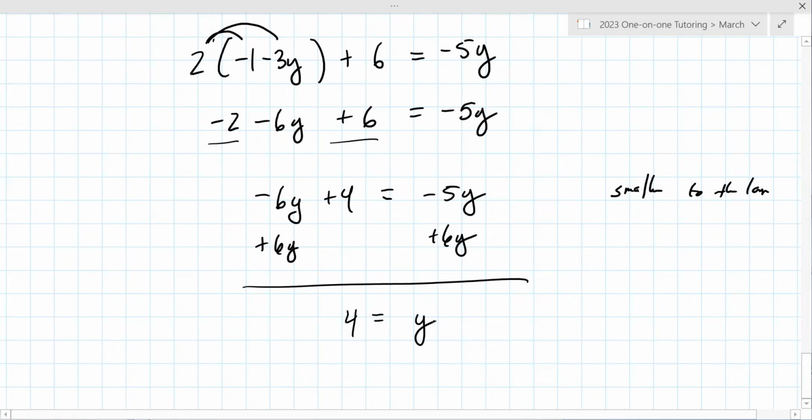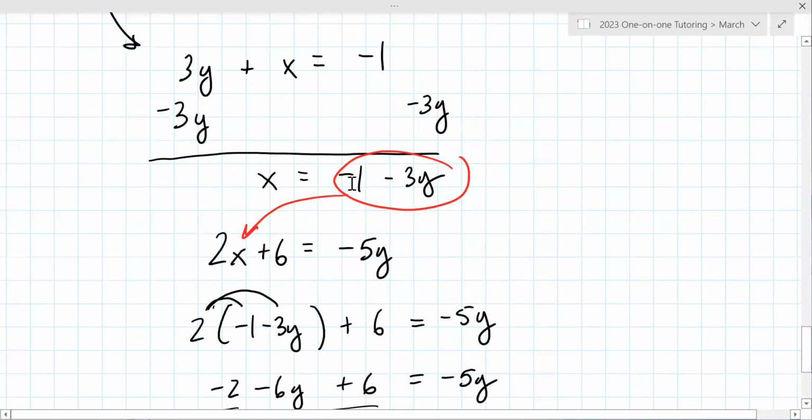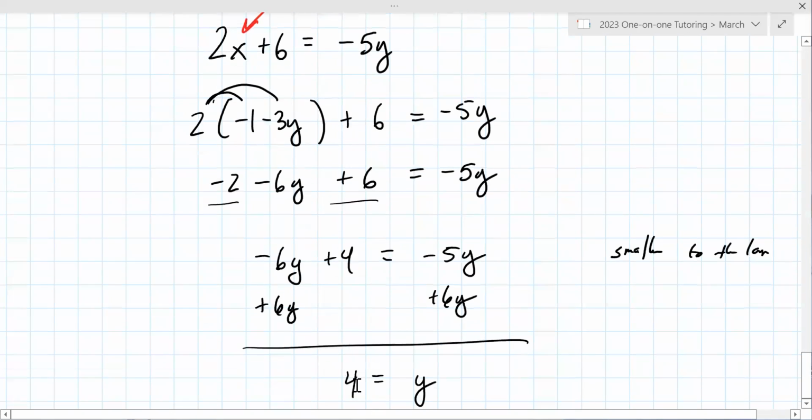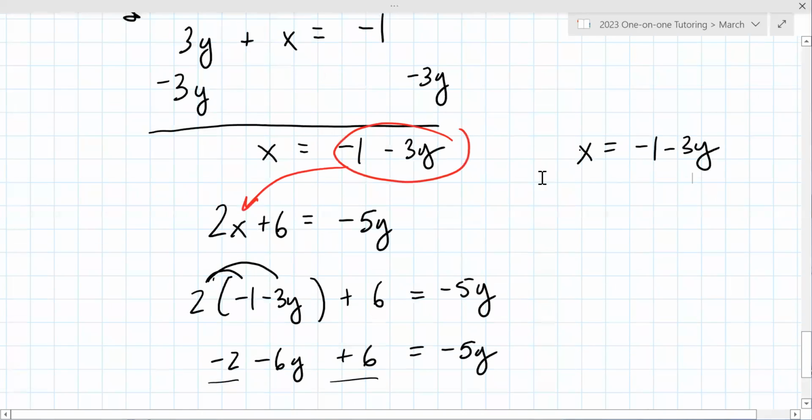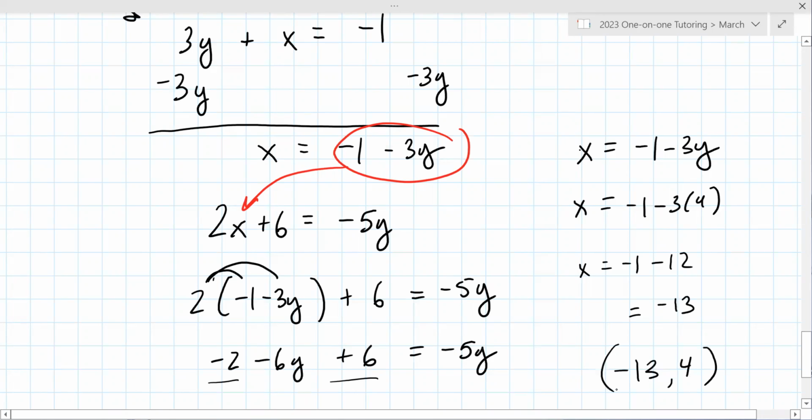Okay. So from here we go back and find our equation for x. And there it is. X is -1 minus 3y. And we use our y value of 4. We're going to plug 4 in. So x equals -1 minus 3 times 4. That's -1 minus 12, minus 13. X equals -13.